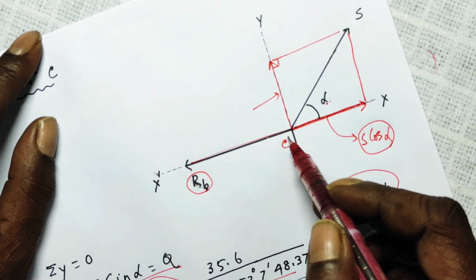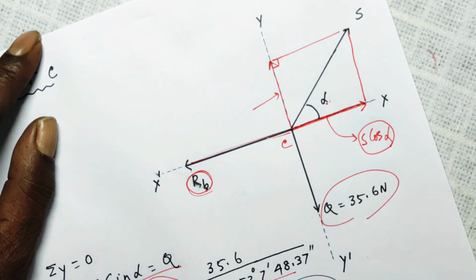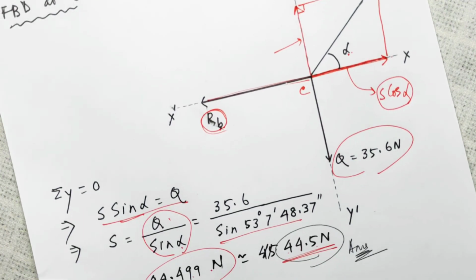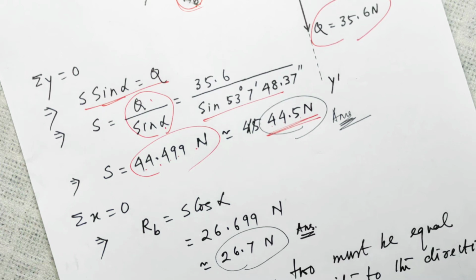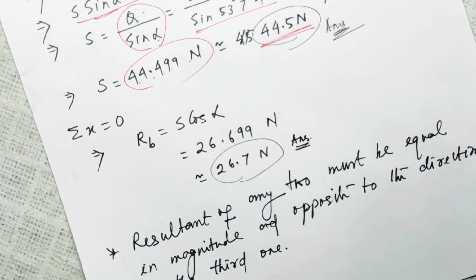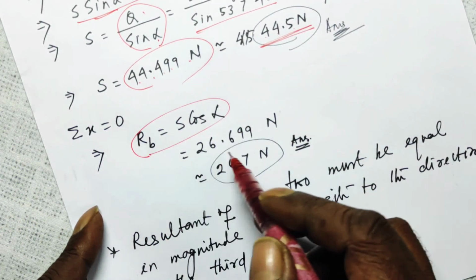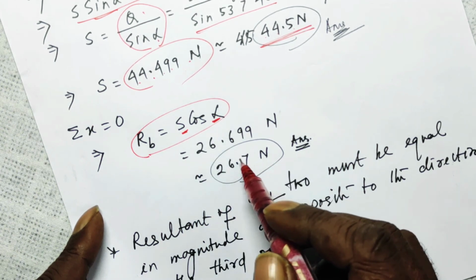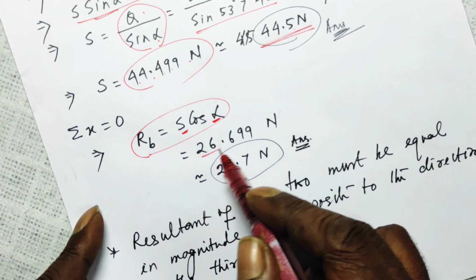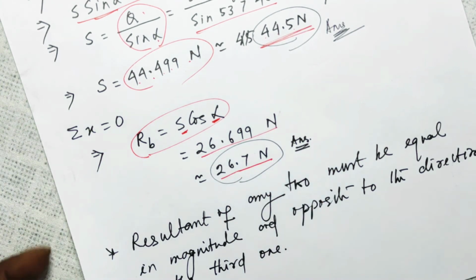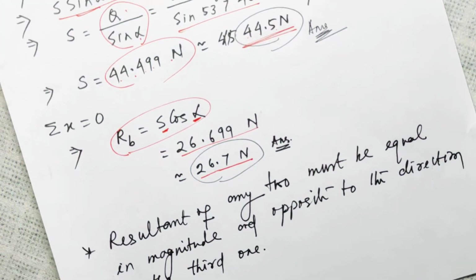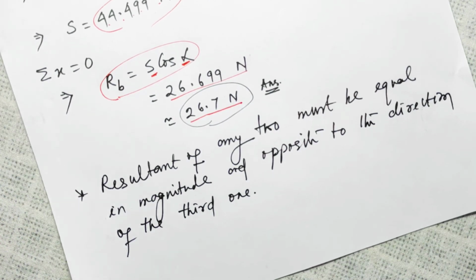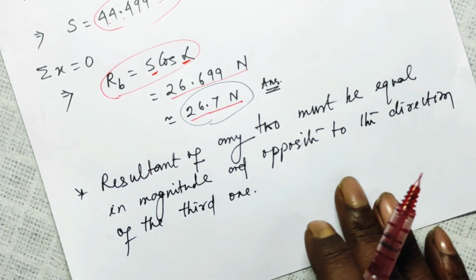So S cos alpha is being opposed by RB because they are opposite. If their magnitudes are equal, they will cancel. So sigma x will be 0. So RB is equal to S cos alpha. Put the value of S we just calculated and the value of alpha, take cosine and multiply, you get 26.7 Newton.